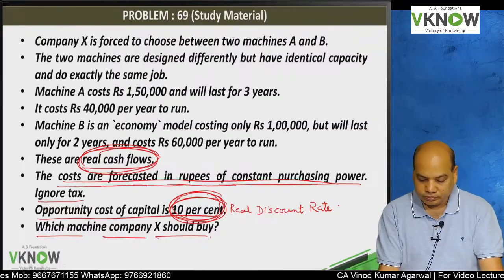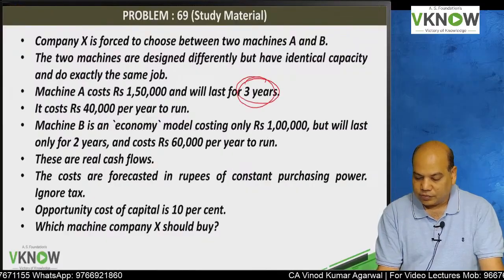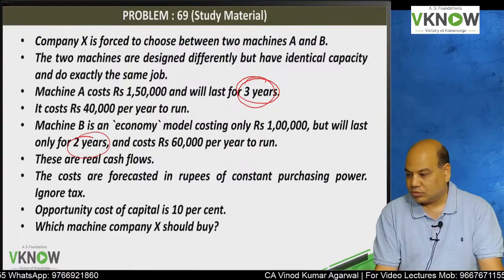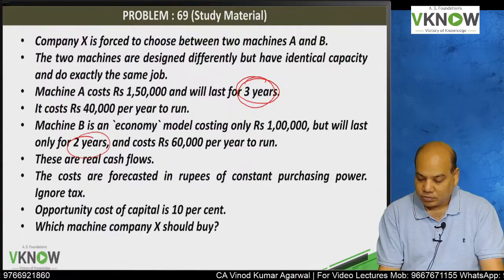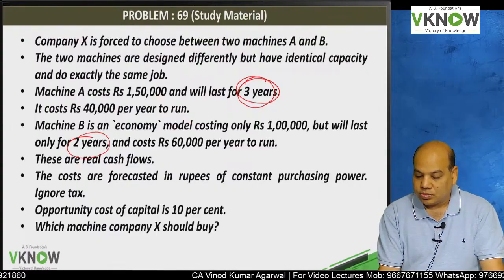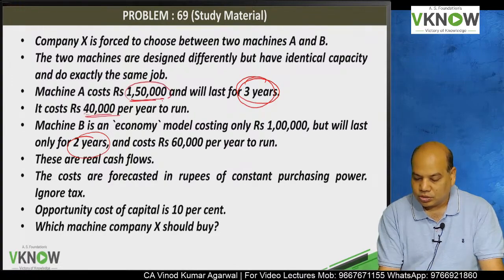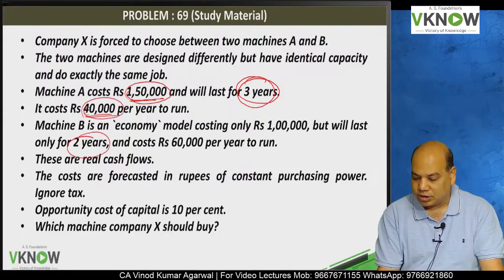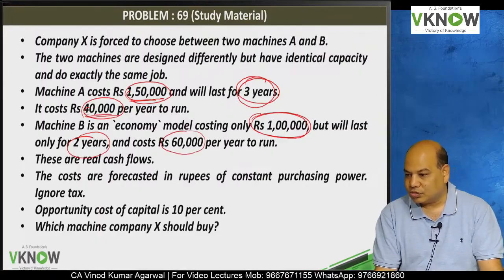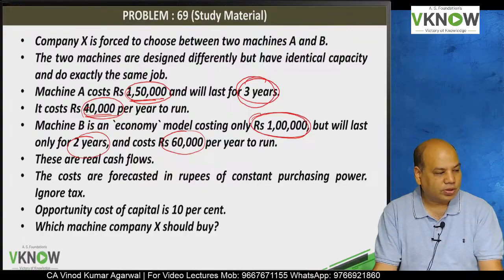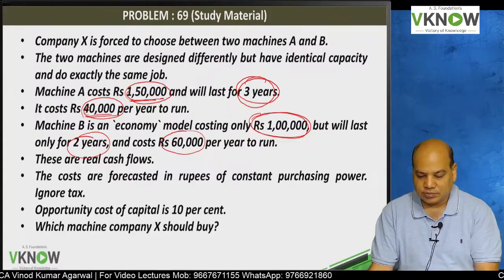Now in this problem, the life of machine A is 3 years, life of machine B is 2 years. So they are not easily comparable because their lives are different. Secondly, this is a cost minimization problem. There are only costs given in the problem: cost of machine A, running cost of machine A, capital cost of machine B, running cost of machine B. So our objective is cost minimization.